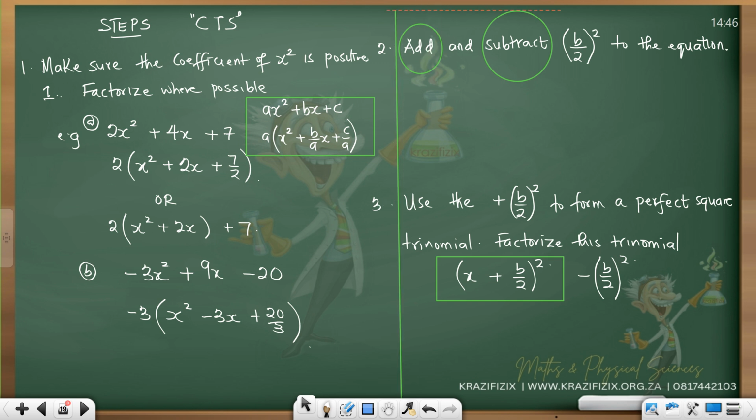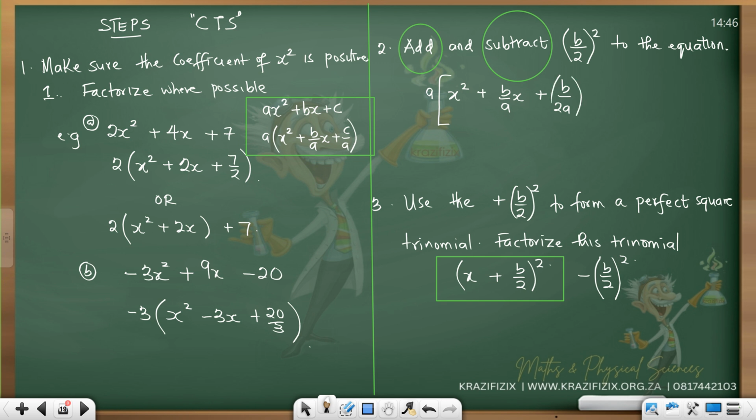Step 2, what did we say we should do? Add and subtract b over 2 squared. So what would that be? I still have my a. Check what I'm going to do here. x squared plus b over a x. Now we check now. What is my b? My b is actually b over a. We divide that by 2. b over 2a. We add it and we subtract it.